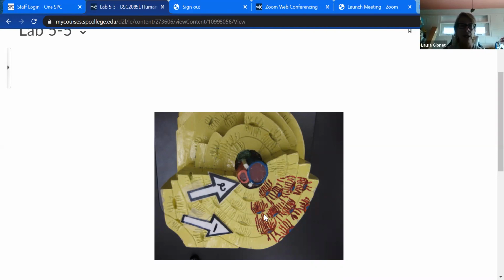And these red lines here represent some of the cytoplasm of that cell that's in those canaliculi.